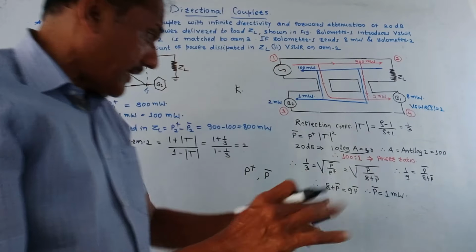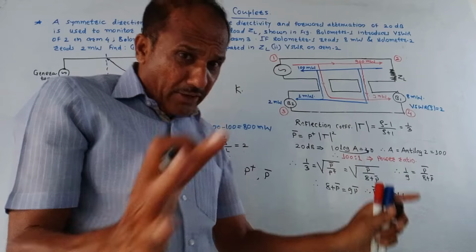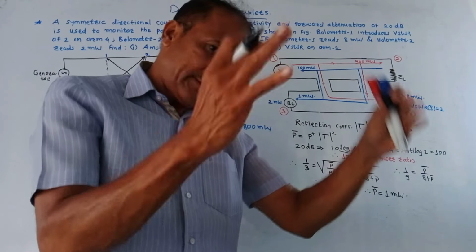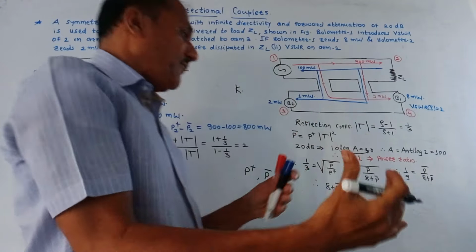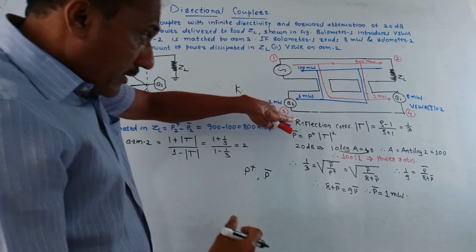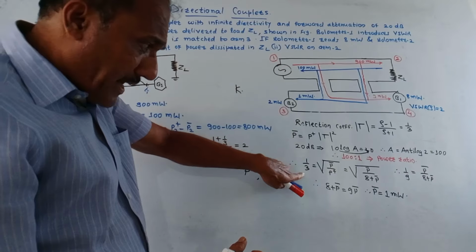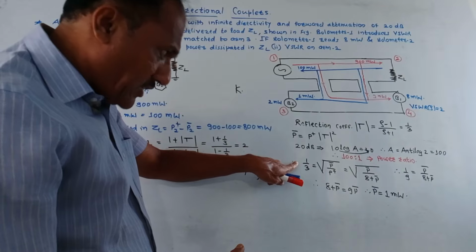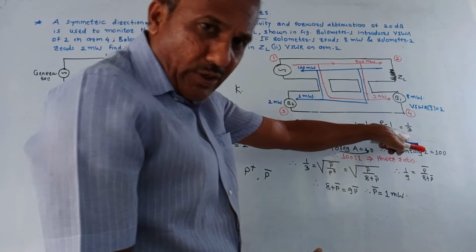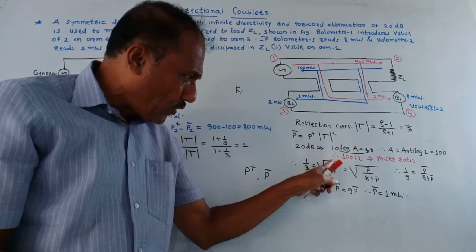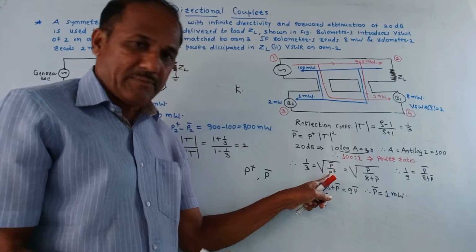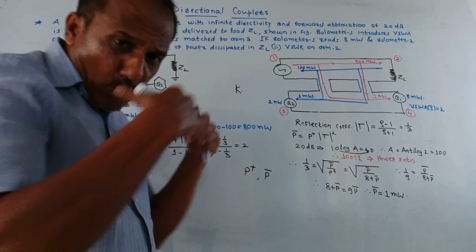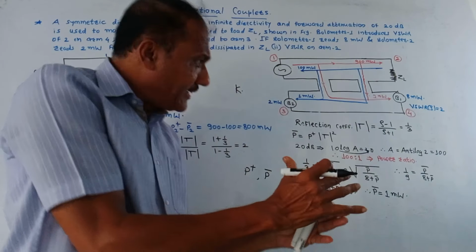So attenuation is 100. That means the corresponding ratio is 100:1. This is the power ratio, that is the ratio of incident and reflected power. Now, this reflection coefficient can be expressed in terms of reflected and incident power. The reflection coefficient, which we have calculated as 1 by 3, is the square root of P minus upon P plus. P plus is incident power.